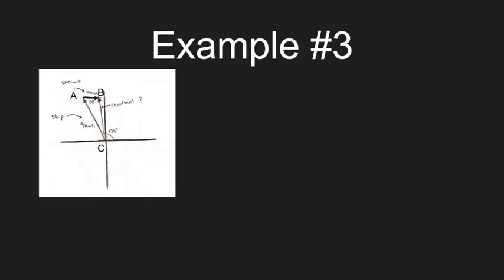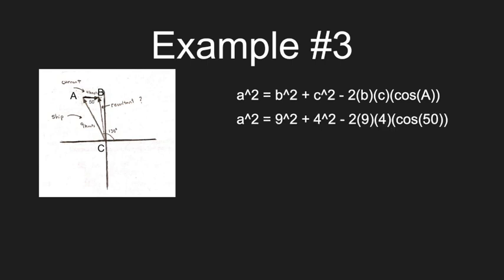Once again, the first thing we have to do is find out what equation we are using. Since we are solving for side a, we have to use a squared equals b squared plus c squared minus 2 times b times c times cosine of A.